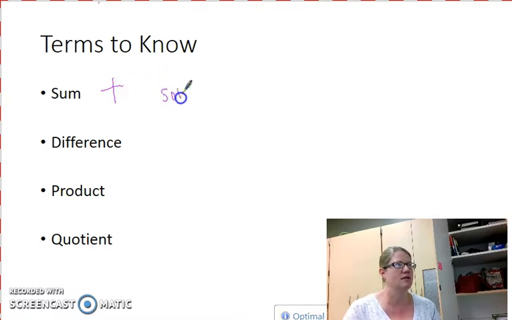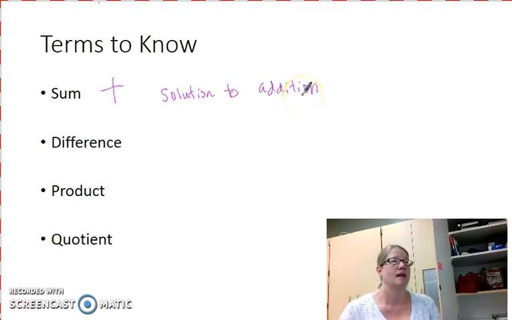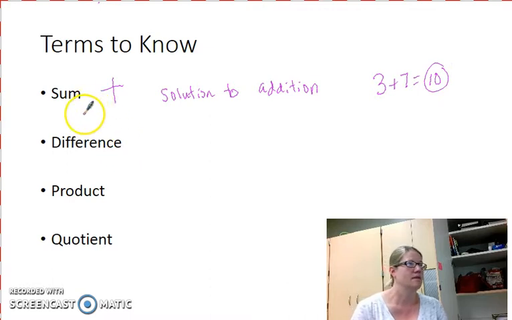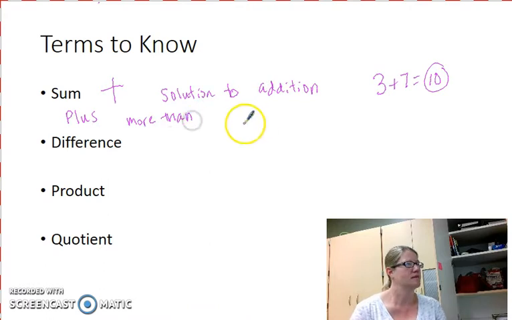So I'm going to say here that this is the solution to addition. So if I see somewhere written that I would like to find the sum of 3 and 7, that just means I'm going to be adding 3 and 7 together to get the result of 10. Okay, so some other words that could be used to describe sum would be plus, maybe like more than.